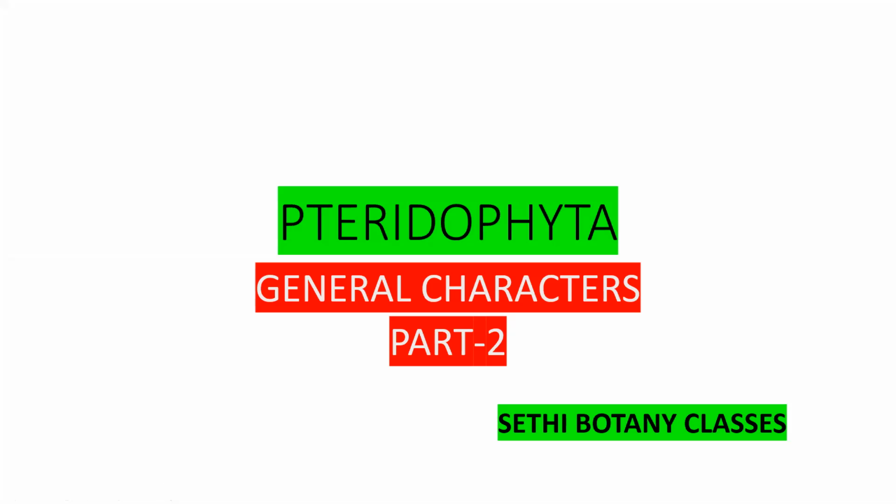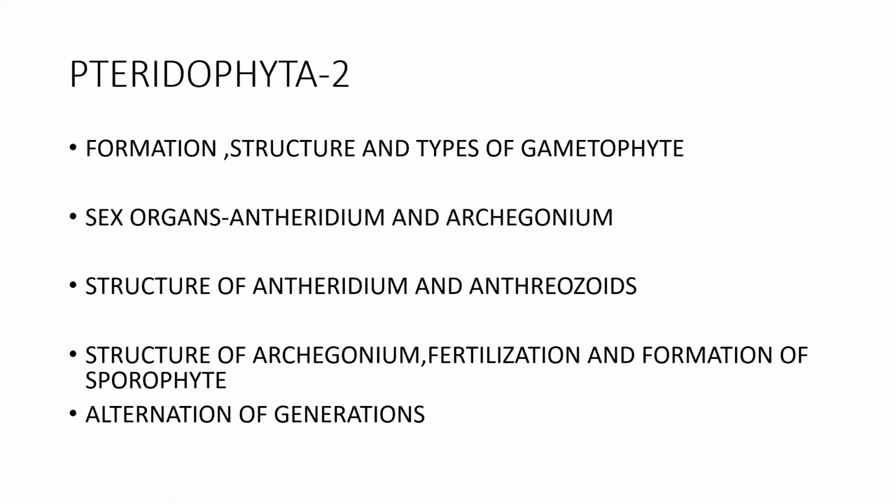This is video part 2 of general characters of Pteridophyta. In part 1, we have already discussed habitat, morphology and formation of sporangium in Pteridophyta. In this video, we will discuss formation, structure and types of gametophyte, sex organs, Antheridium and Archegonium, and then what is the structure of Antheridium and Archegonium, structure of antherozoids, how fertilization occurs, and what are alternation of generations.